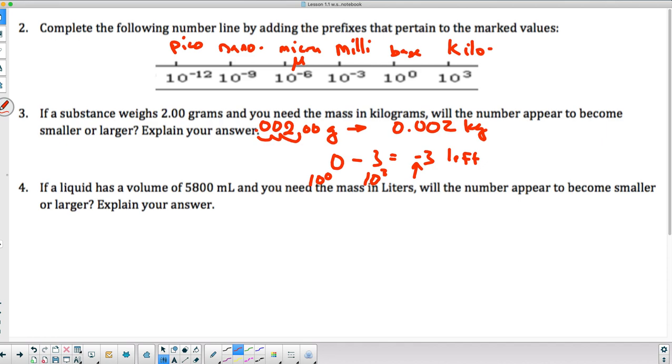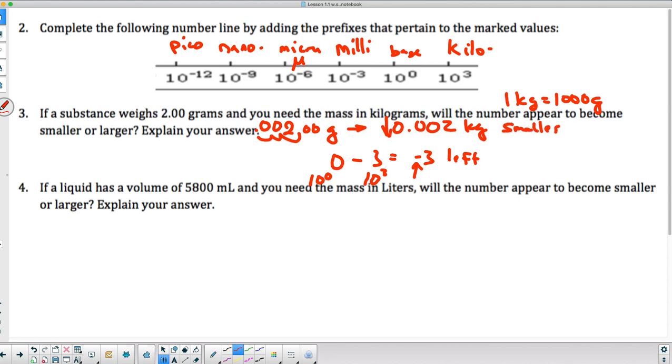Now take a look. I went through all of this to show you that 1 kilogram is equal to 1,000 grams. That's what that kilo means. It means 1,000 of the base unit. So if you need the mass in kilograms, will the number appear to become smaller or larger? Obviously the number becomes a lot smaller.